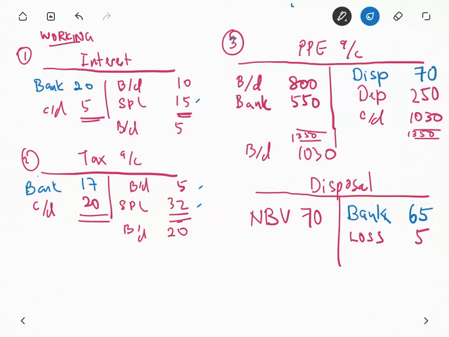Okay, which one will appear in my statement of cash flow? Loss we have already adjusted. Depreciation already adjusted. So now we are left with this one, bank and bank. One is payment to buy. One is collection when I sell. Let's transfer.